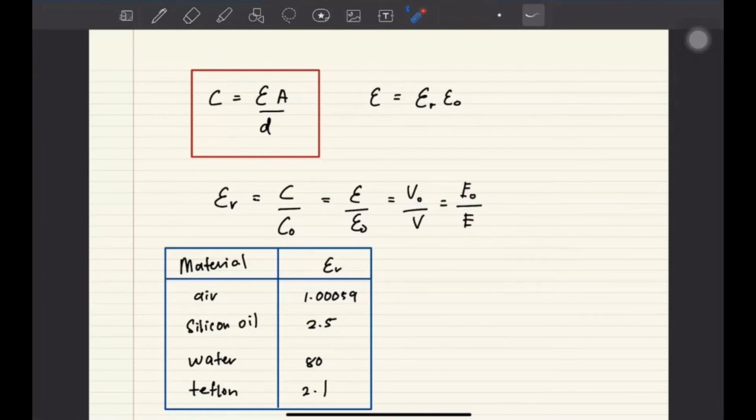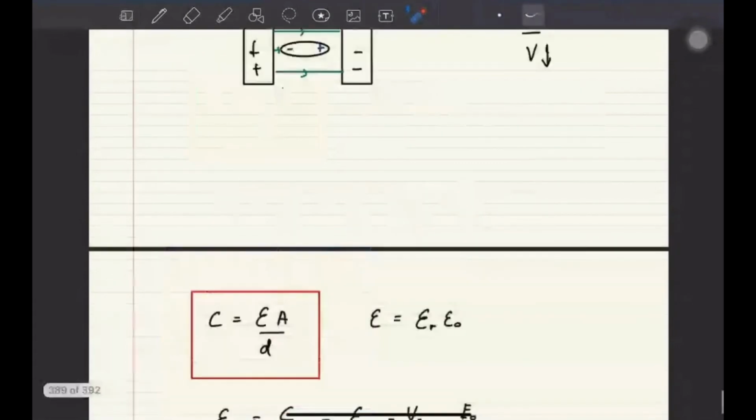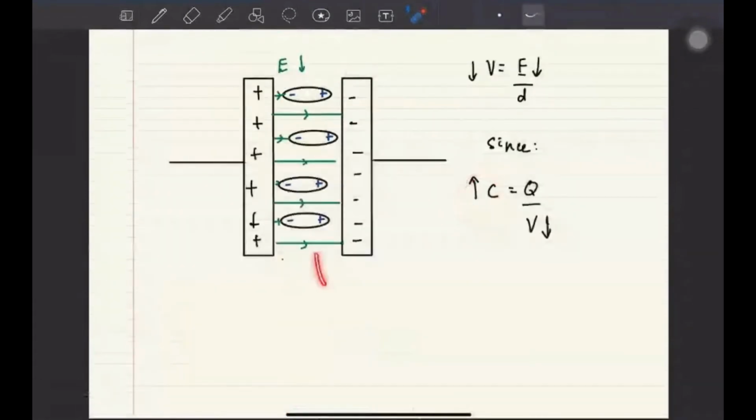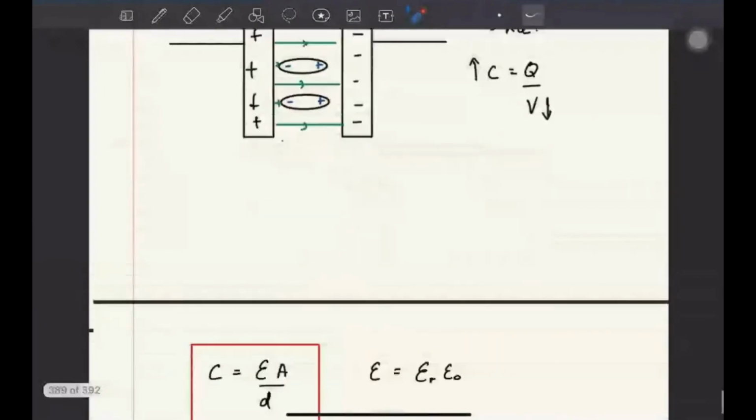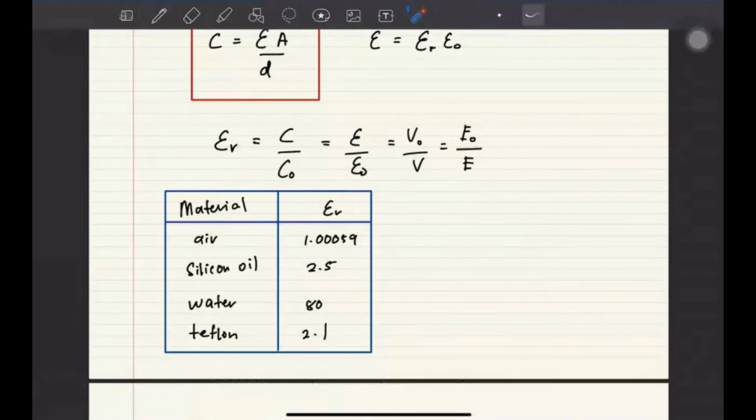Okay, and then epsilon R ni, dia depends dengan material yang diletak tu. So, as a rule of thumb, if the material is a good insulator, the value of epsilon R ni bigger. So basically, if you want to have a high capacitance, you should put dielectric material with a bigger epsilon R. Ataupun roughly you can say that a better insulator.